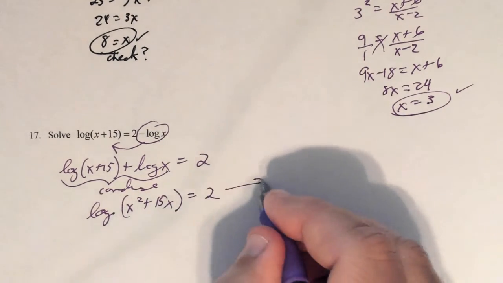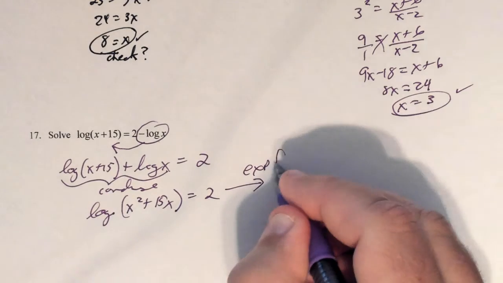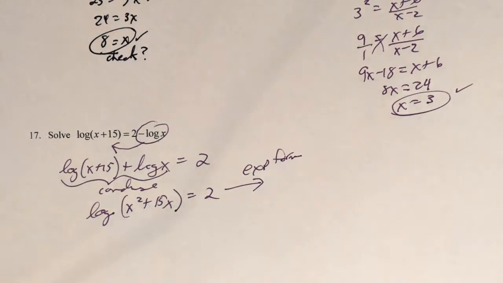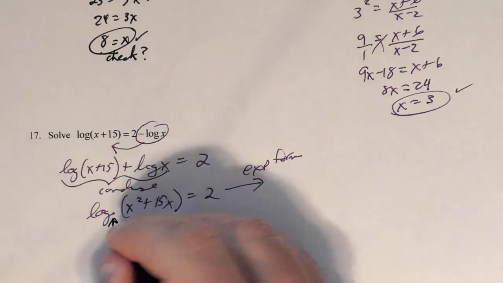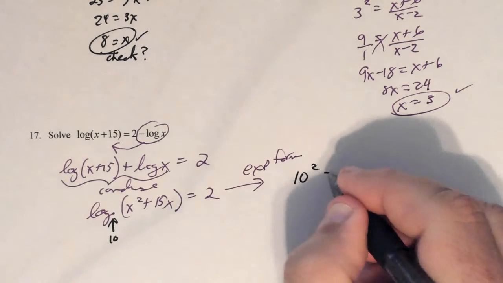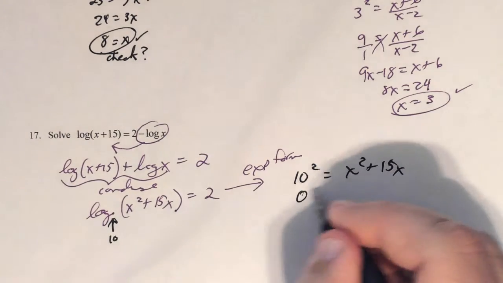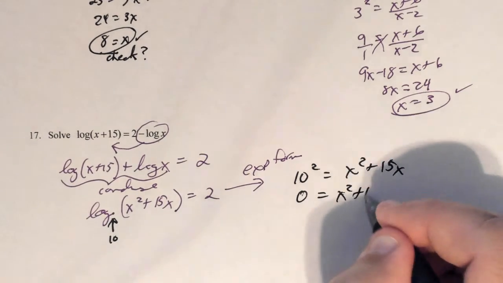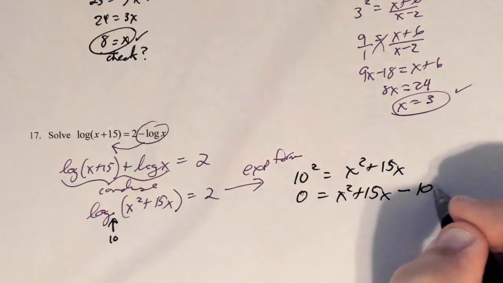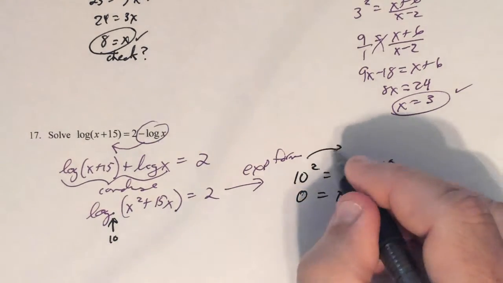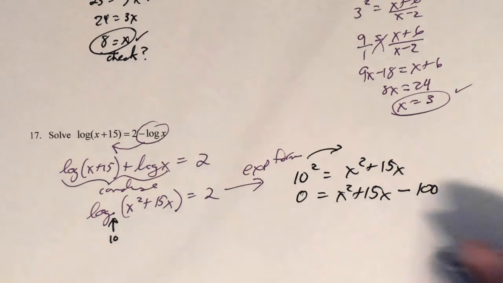So now we have to go to exponential form, because I don't have a log on the other side. Well, what base is this? This is base 10. So it's 10 squared is equal to x squared plus 15x, which is 0 is equal to x squared plus 15x minus 100. How did I get the 100? That's 10 squared. I moved it to the right.